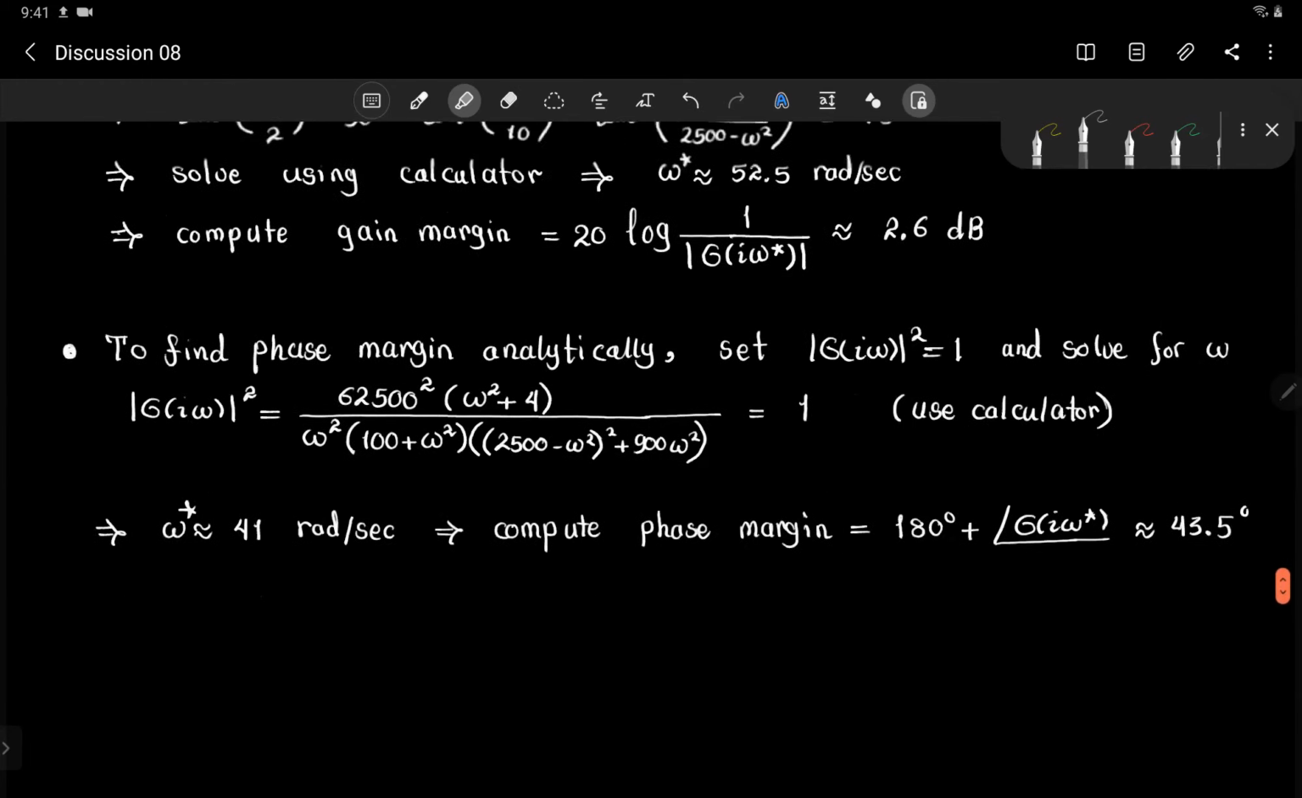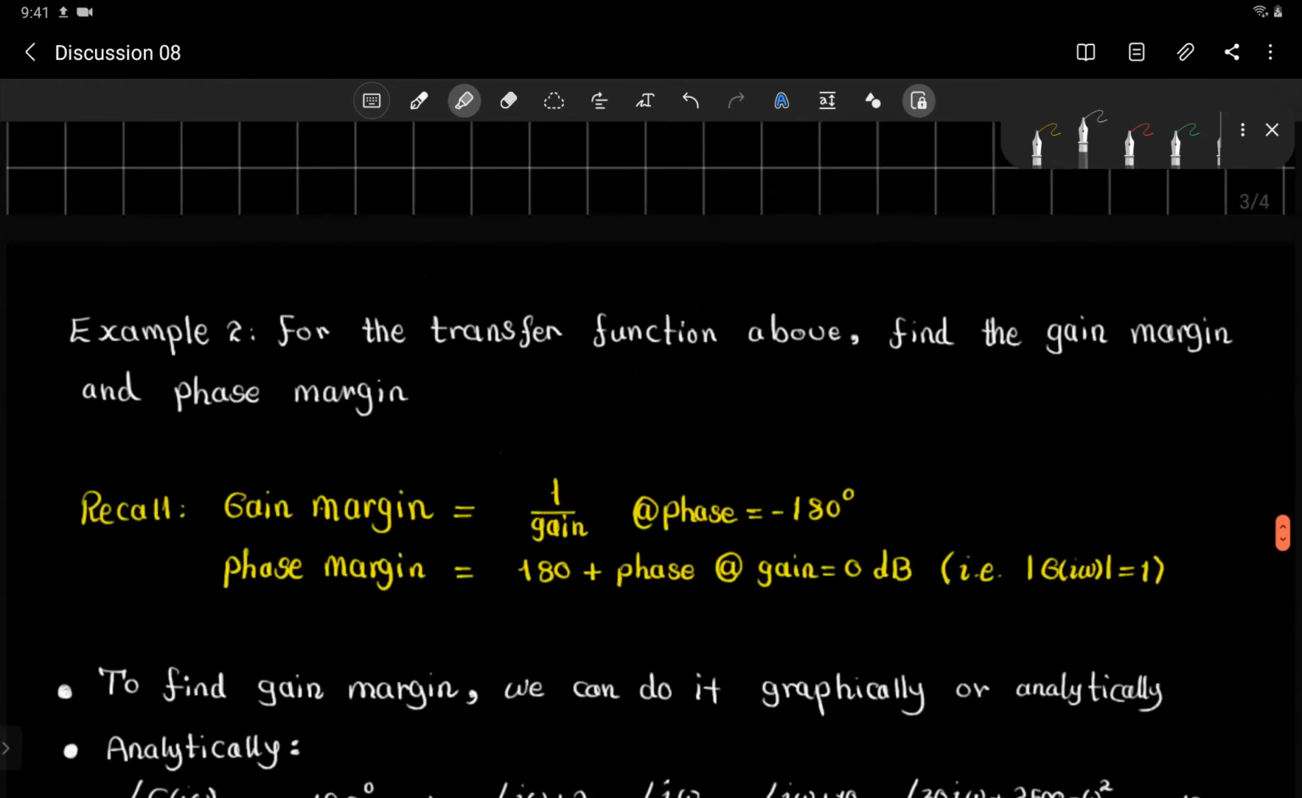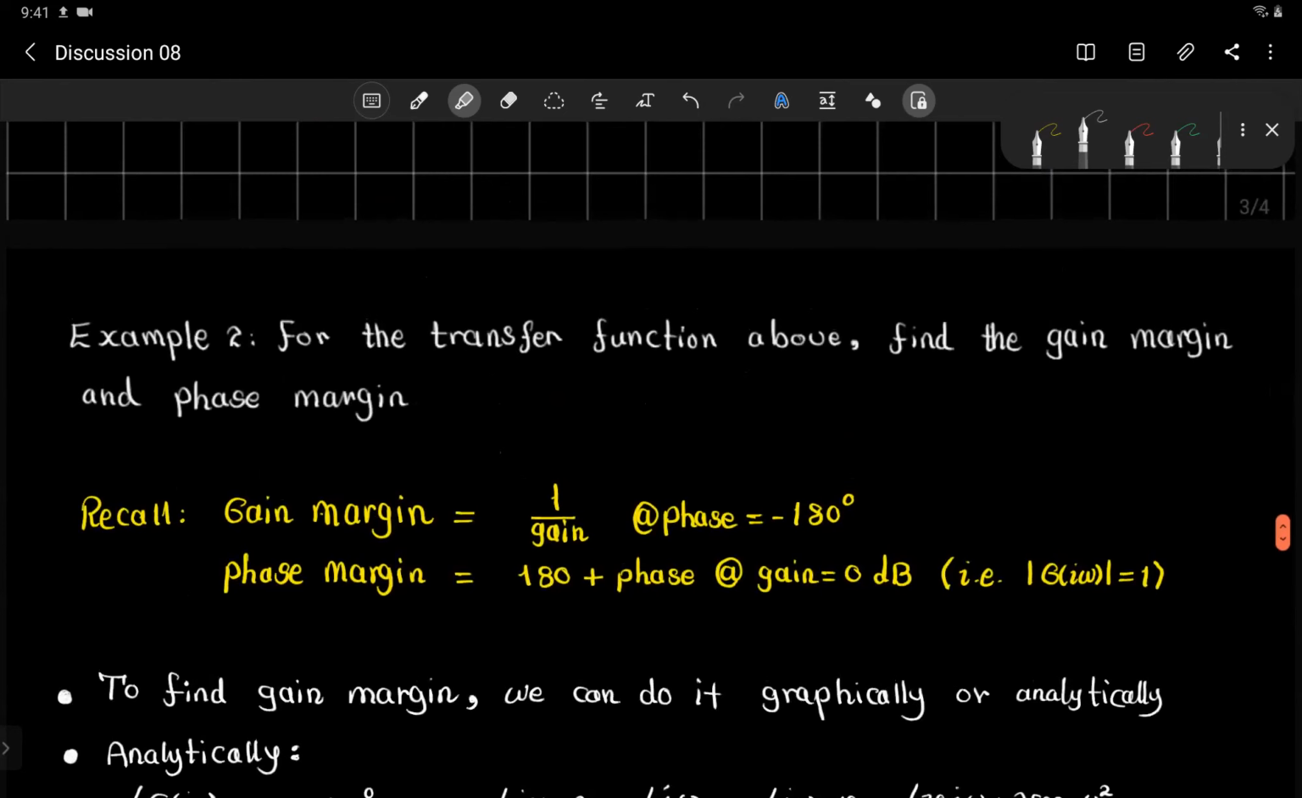Any questions? Okay, let me go to MATLAB, so I can show you how to do that in MATLAB pretty easily.